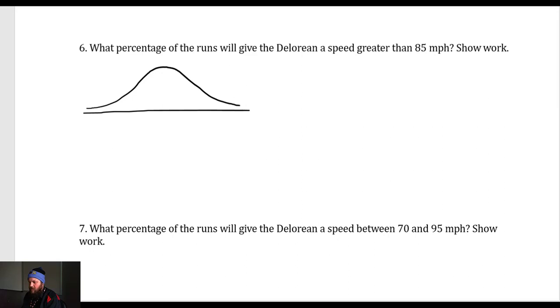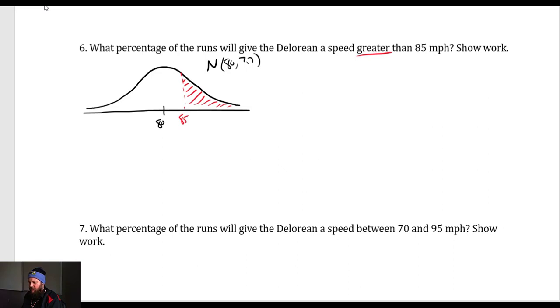Okay. I'm going to say our mean is right here at 80, and we had, remember, a normal distribution with mean 80 and a standard deviation of 7.7. Now it's wanting us to go to 85, so I'll just draw a line right here at 85. And it says greater than. The best thing to do is shade under the curve where you want to find.